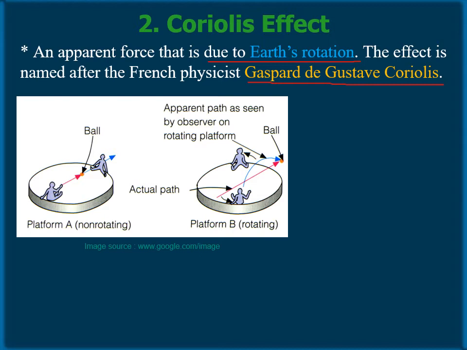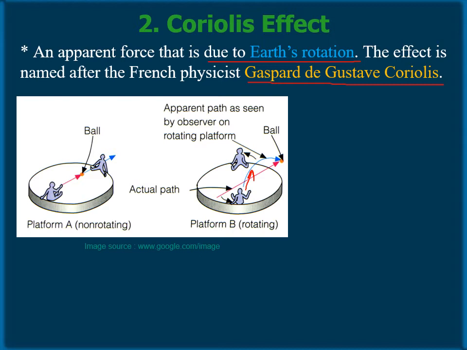Suppose there was a platform which is in static condition, that is not rotating, and two people are sitting over this platform on the two edges. If one person throws a ball towards the other person, that ball will move in a straight line. In contrast, if we consider a rotating platform, and in the same way two people are sitting opposite each other on the edges of this rotating platform, now the first person is throwing a ball towards the other person.